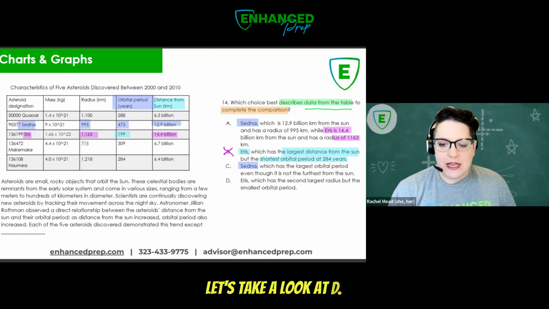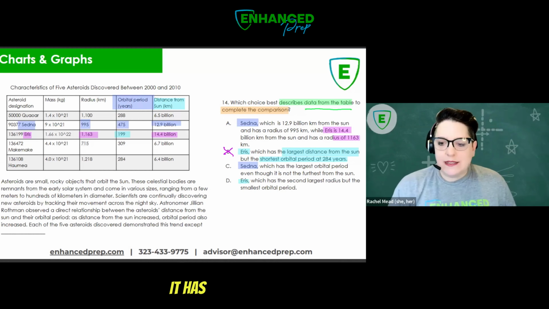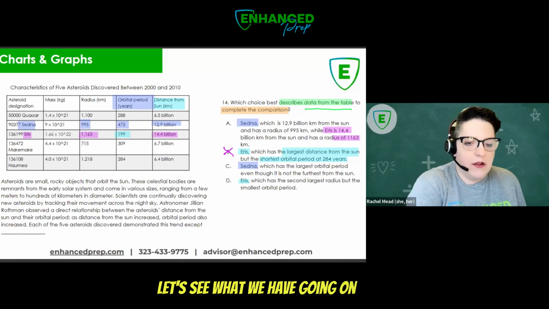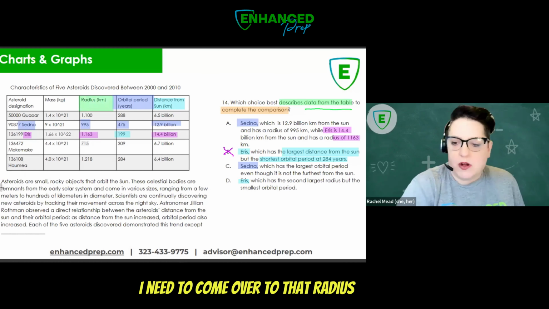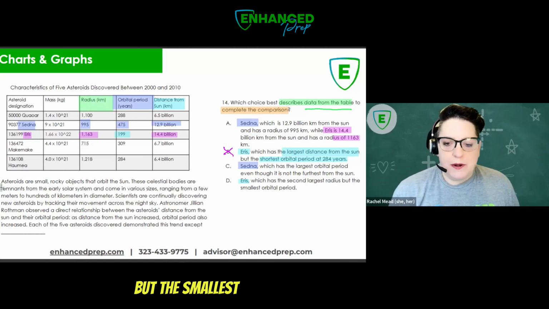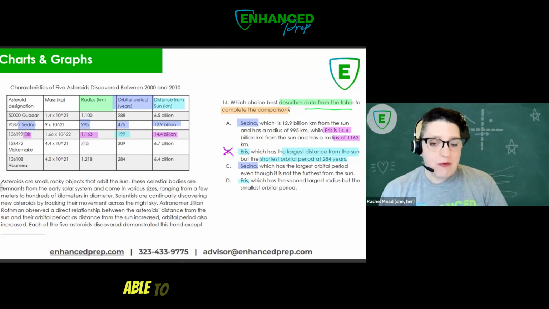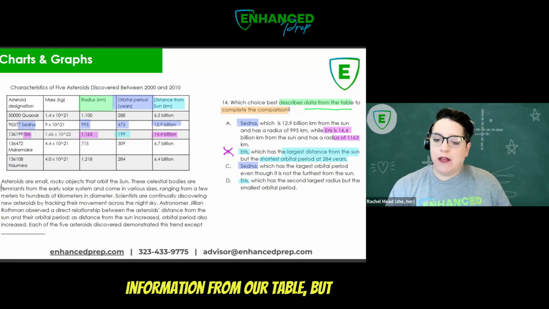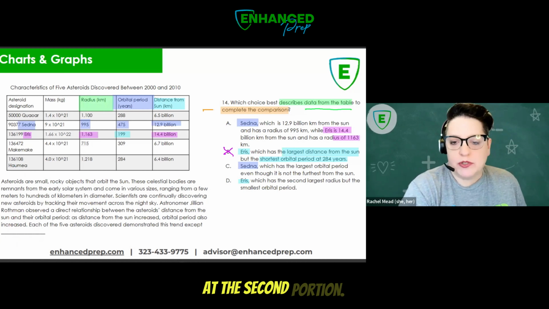Let's take a look at D. I'm going to come back and take a look at Aries here. It has the second largest radius. Let's see what we have going on here. It does have the second largest radius. I need to come over to that radius column. But the smallest orbital period, that is also true. Okay, so we were able to get rid of one answer choice looking at information from our table, but nothing more than that. So now I need to look at the second portion.